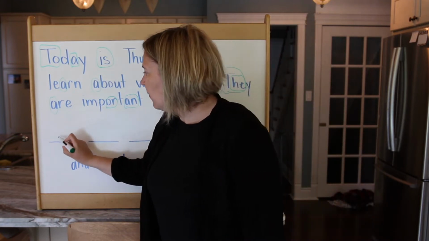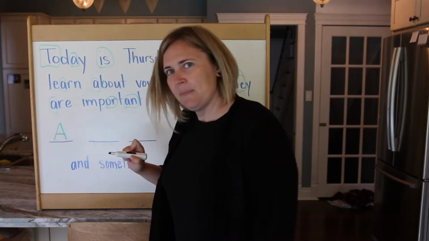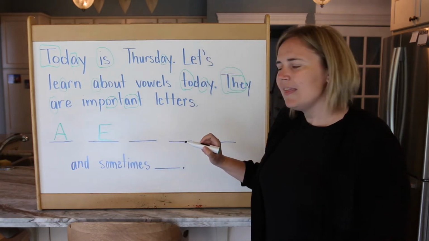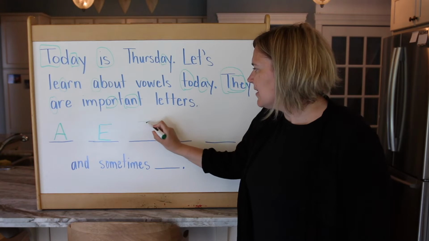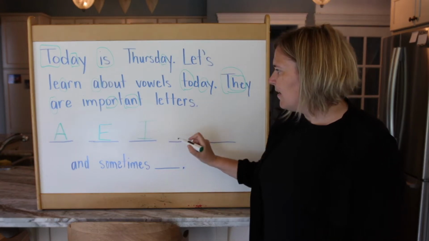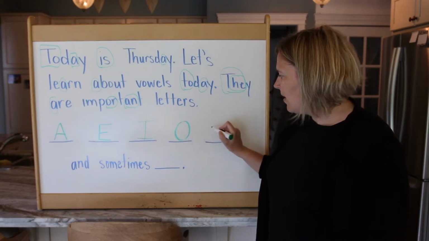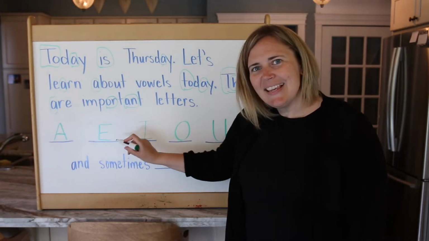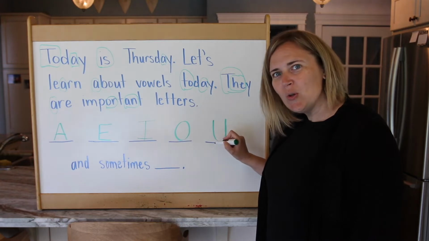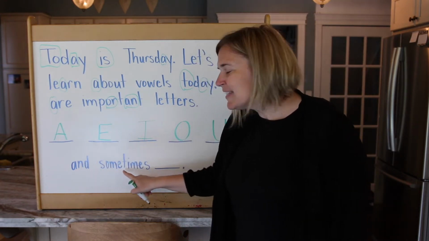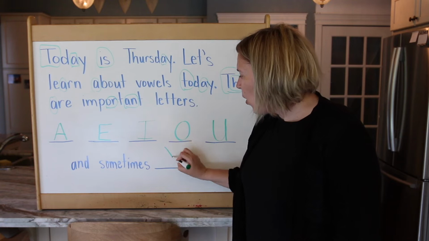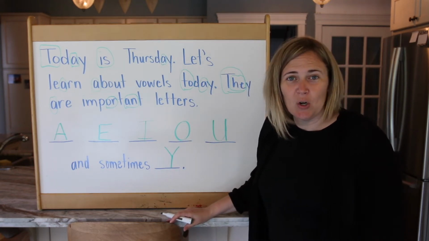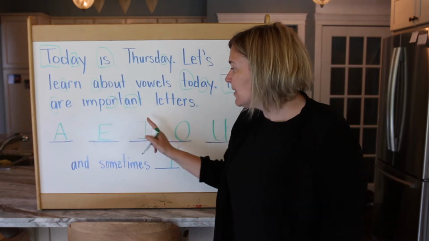The first vowel is A. The next vowel is E. The next vowel is I. Then O. And then U. A, E, I, O, U. And sometimes Y is a vowel. Every single word has one of those letters in it.